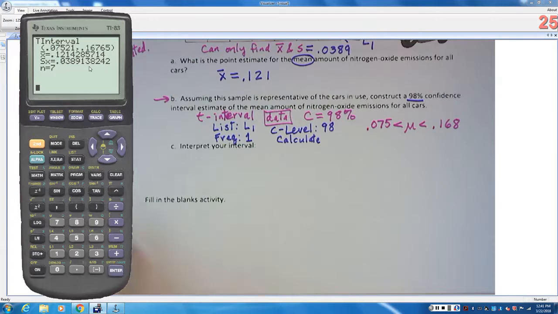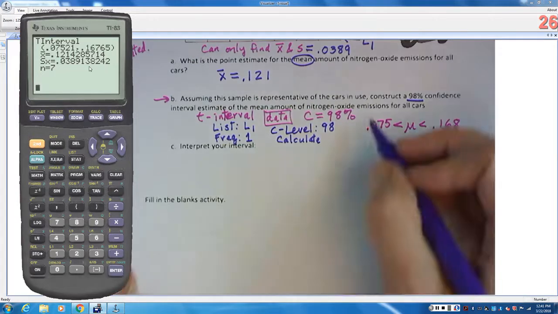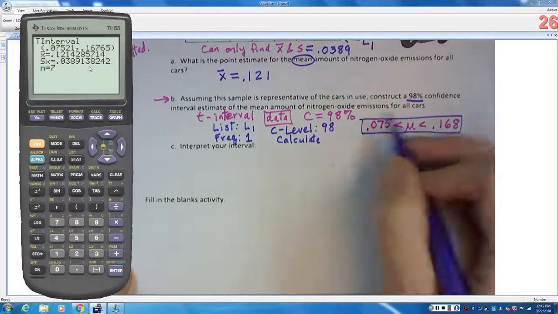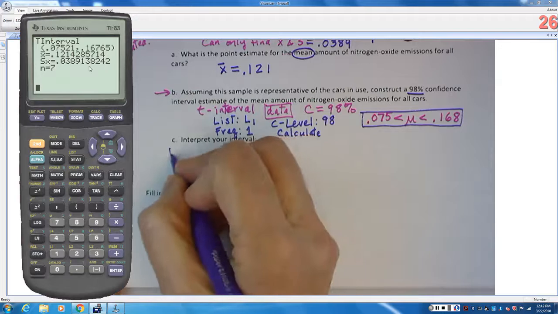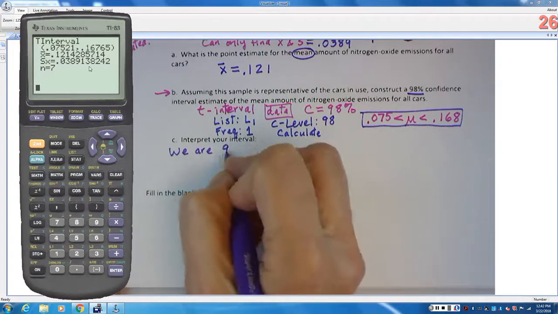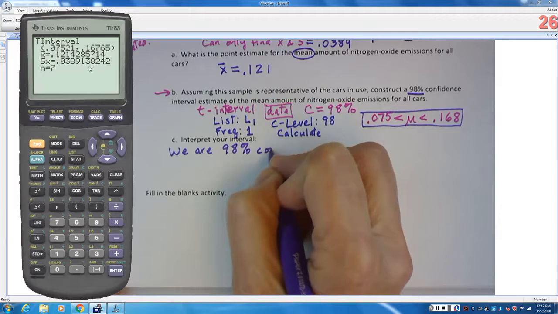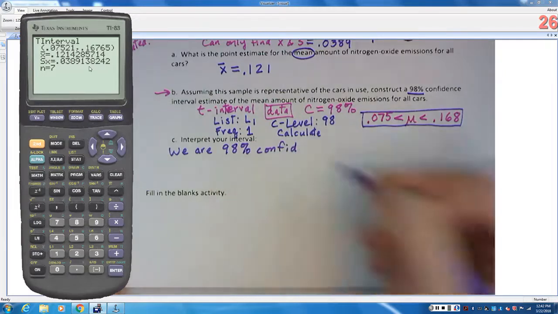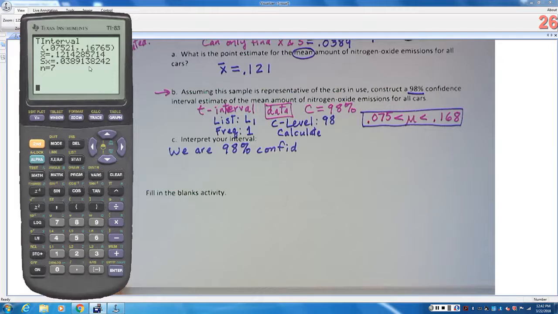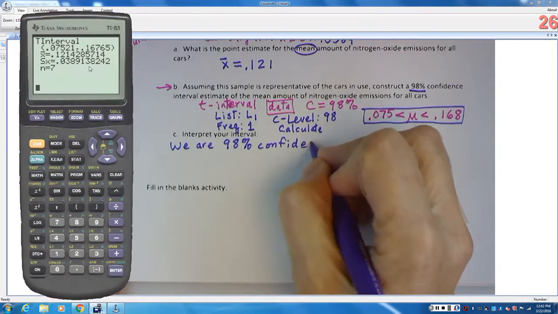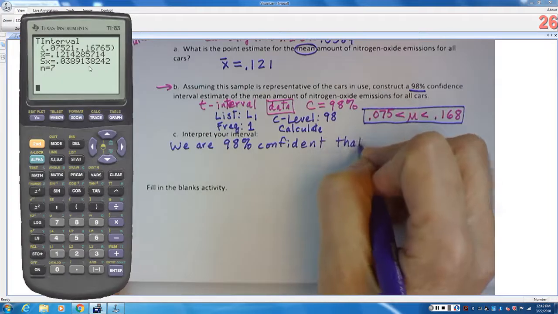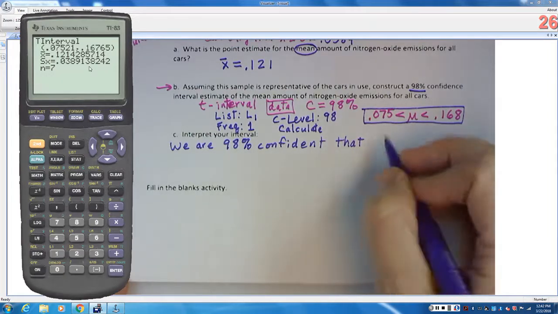Did everybody get that interval? Okay, that's the answer to B. Interpret your interval. We are 98% confident. In math, we use the plural we on this stuff, like we're royalty, you know. I'm going to do the queen wave here. I'm not too good at it. We are 98% confident that, and then write this, and that's the population mean.